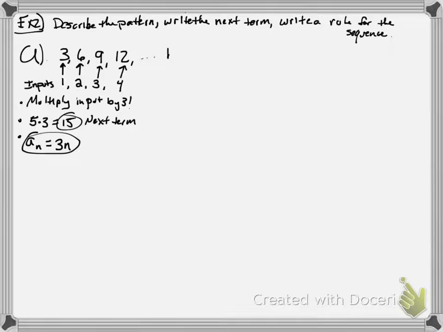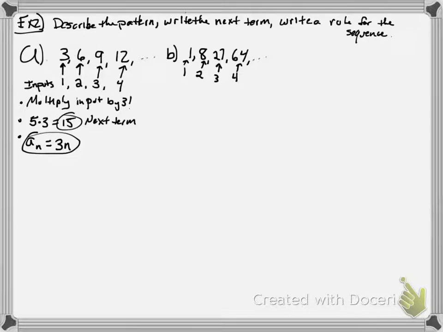Let's do one that's a tiny bit more tricky. Let's say these are your terms: 1, 8, 27, and 64, etc. Now, what are we doing to 1 to get 1? I'm not really sure. What are we doing to 2 to get 8? Maybe multiplying by 2. But if I take 3 and just multiply by 2, I'm not going to get 27.